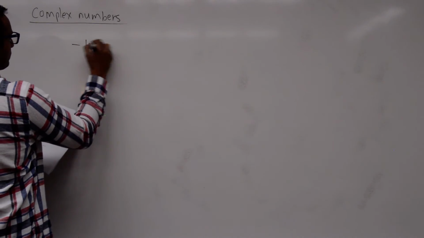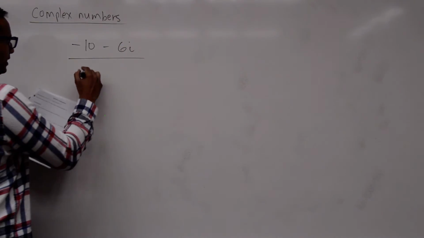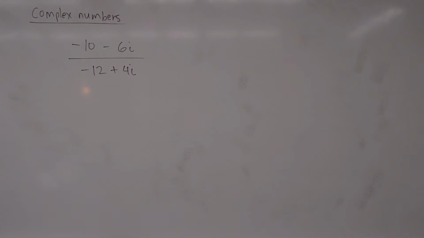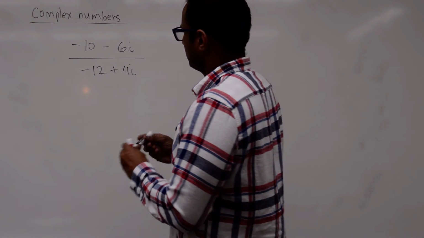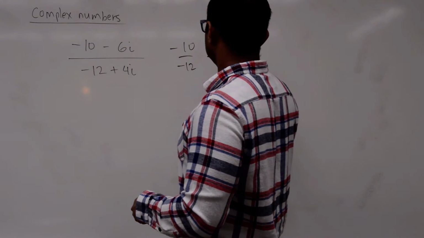All right, so in division, here's what we have. We have negative 10 minus 6i, and we are dividing this by negative 12 plus 4i. All right, what do we do here? So, well, can I split this up as negative 10 over negative 12 minus 6i over 4i?